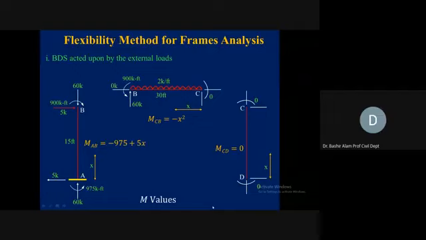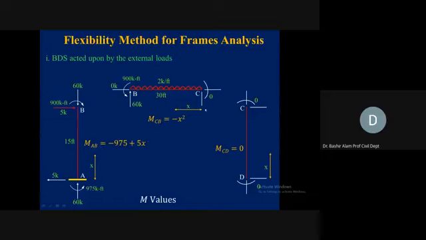We need to first select the origin in such a way that we get the minimum number of moment components. Now here, if you see this 5 times x, we are taking A as origin for member AB. So 5 times x is causing compression, so with positive sign, and minus 975. This is causing tension, so this is with negative sign. So MAB comes to 5x minus 975.